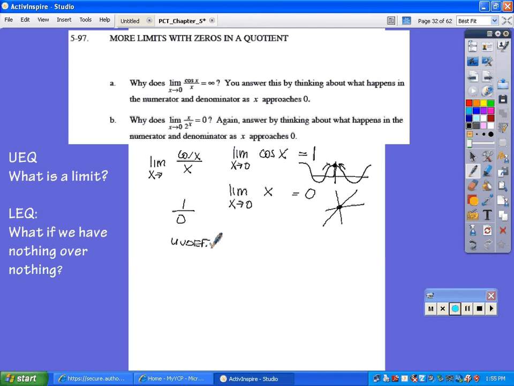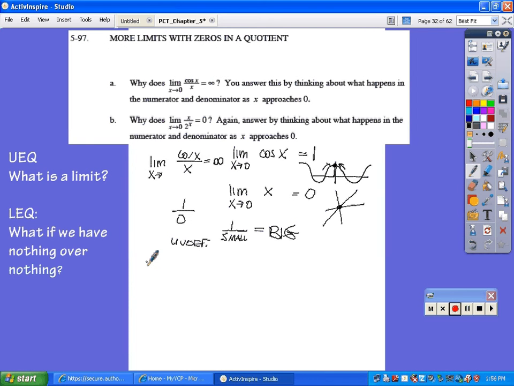However, what we're really thinking is we have 1 divided by small. Anytime you have a number divided by something small, you get big, which makes our answer to the original problem infinity.